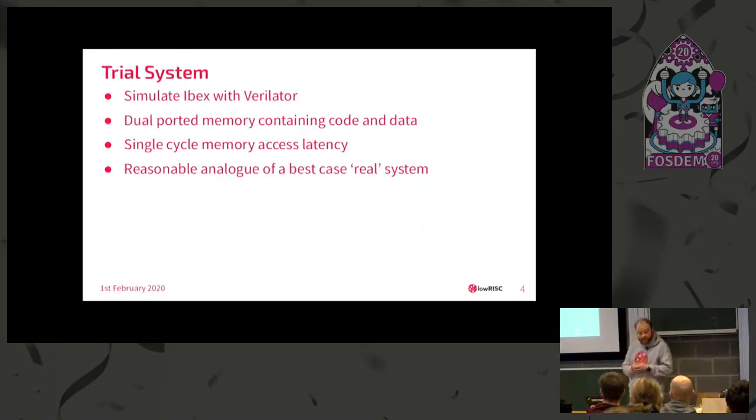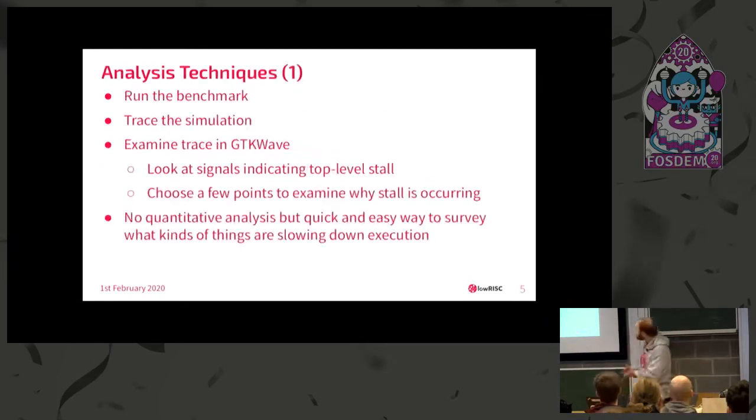The trial system that we are running these simulations on is simulating Ibex with Verilator. We've just got a dual-ported memory containing code and data with a single cycle access latency. I feel this is a fair analog of a best-case real system. Obviously, you can get other systems that aren't going to have quite this setup and thus aren't going to perform as well. So, how do we go about working out what's going wrong with our performance?